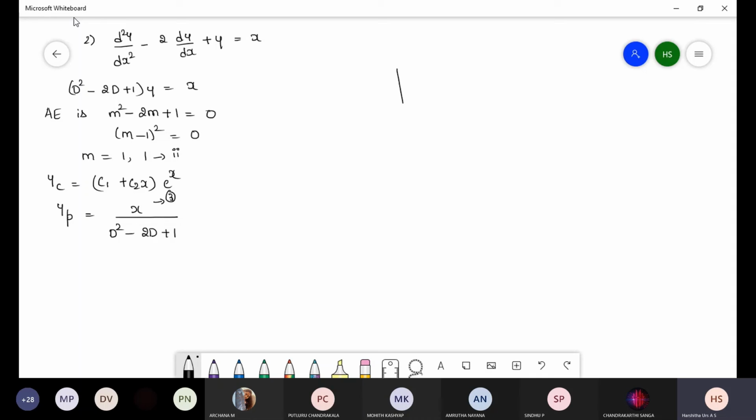So here I write the division method. Here I write x in the lower term, plus 1 minus 2d plus d square. x divided by 1 minus 2d plus d square. So here to get x we have to multiply 1 with x. So x means here change the sign.